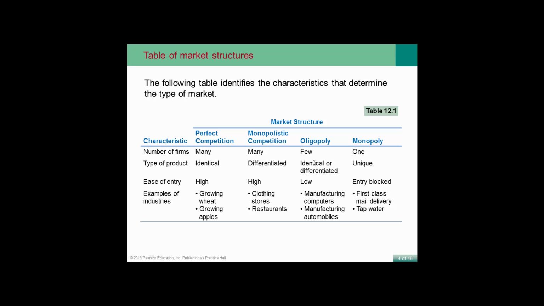Oligopoly: there are a few firms selling either identical or differentiated products. The ease of entry is not easy. Examples are the manufacturing of computers or automobiles. It's more difficult to enter this marketplace.